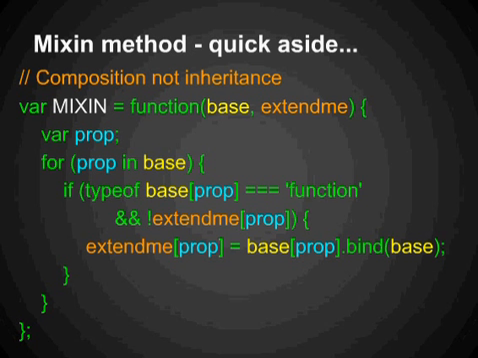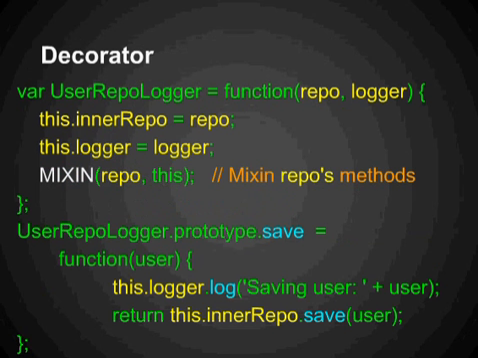And it's a very simple method. I'm just going to check to make sure that the function doesn't already exist in the base, and that the property is itself a function. And if so, I'm just going to copy it over. I'm going to use bind here to make sure that this is set properly to the base method. And now let's see how we're actually going to use this thing.